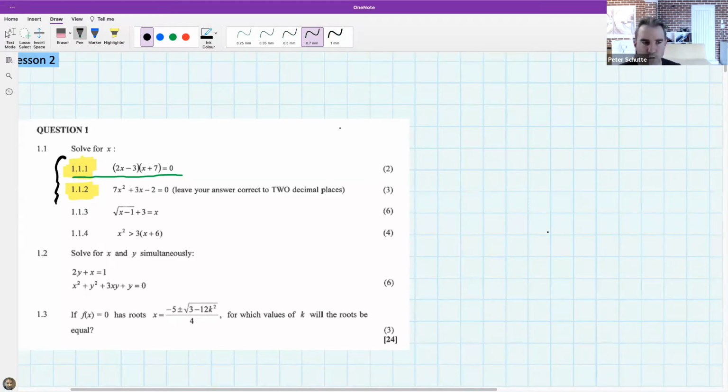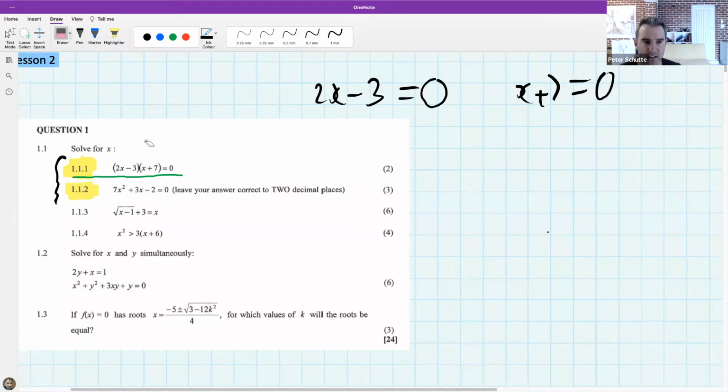So for me, the key step is realizing that this is already factorized. When you realize it's already factorized, all you need to do to get the answer is to say that either 2x minus 3 is naught or x plus 7 is naught. If either of these two brackets are 0, it will make the whole thing 0 and then give me a solution. So therefore, my answer is going to be x. I move the 3 across, so I get 2x equals 3. And if I divide both sides by 2, I get x is 3 over 2. So that is the answer for the first one.